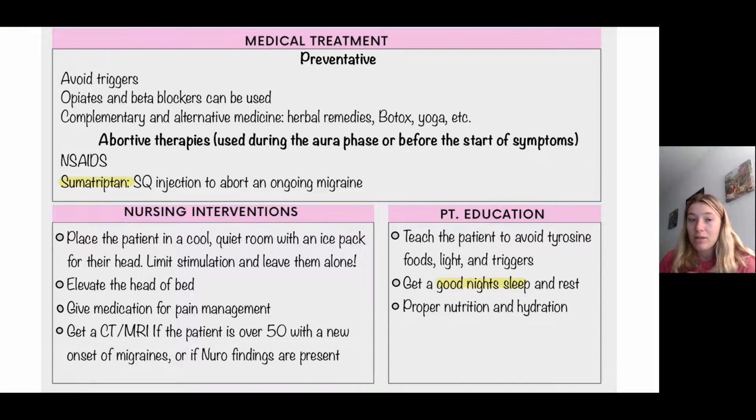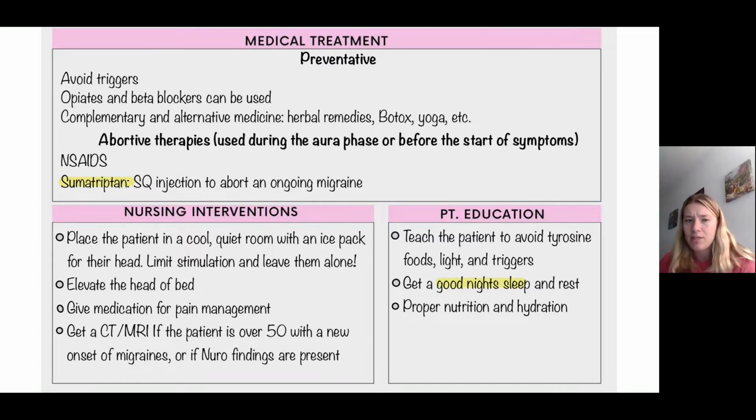And really, we just want to leave them alone as best we can. If you're going to do your care, cluster your care so you're not going in and out and in and out. You do want to assess them for safety. But really, these patients know they have these migraines. They just want to be left alone. Elevating the head of the bed also helps, pain meds, etc.